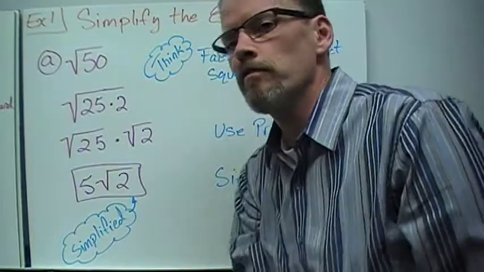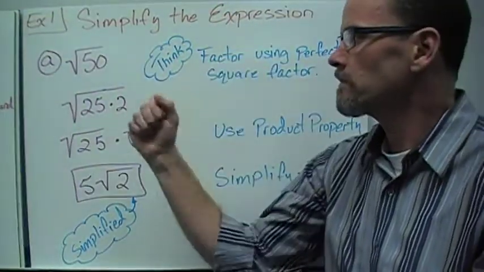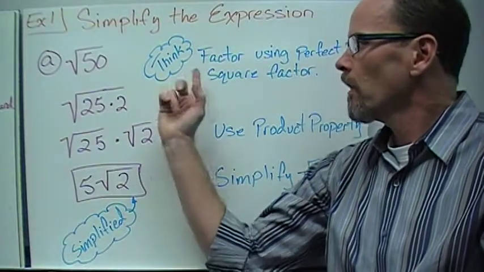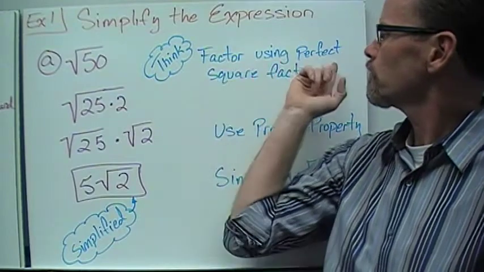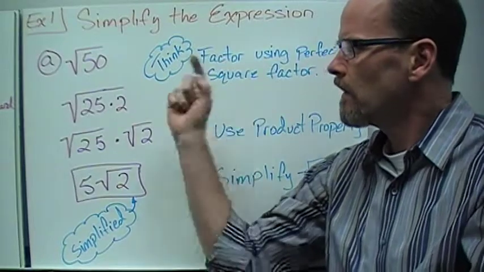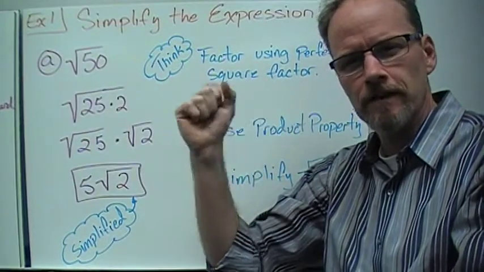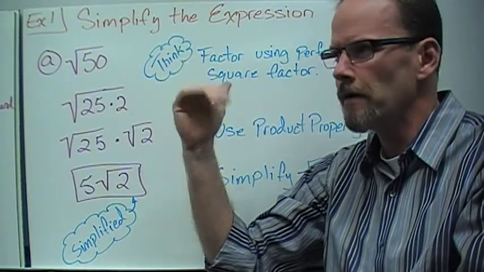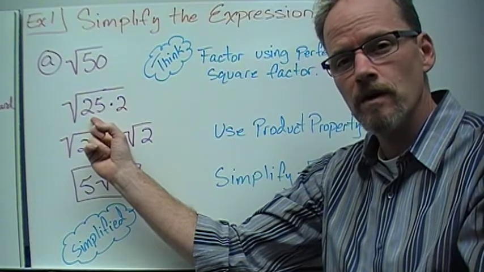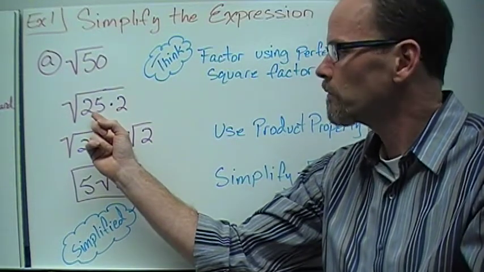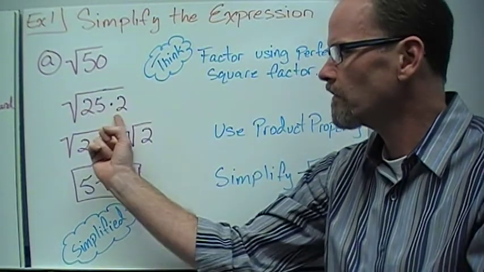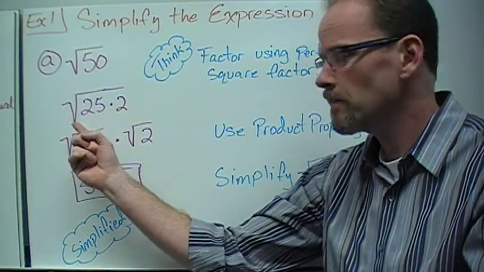All right, so here's an example. Simplify the expression. I asked you to simplify the square root of 50. I want you to think: factor using perfect square factors. What are the perfect squares that you can see in 50? 4 times anything, 50? No. 25 times 2. 25 is a perfect square because 5 times 5 is 25. So I'm going to use 25 times 2. So I'm going to rewrite 50 as 25 times 2 underneath the radical sign.